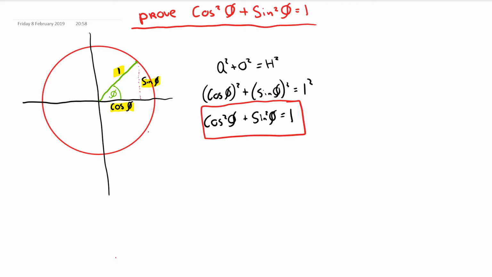So quick recap. Draw your unit circle. Draw a right angle triangle in that circle. Label them cos theta, sine theta, and 1, and use Pythagoras' theorem to show that.